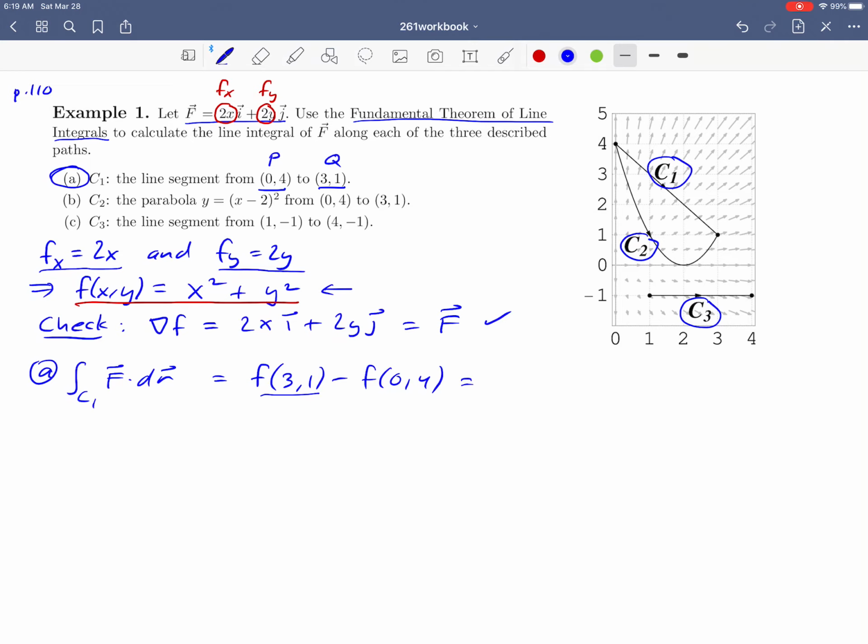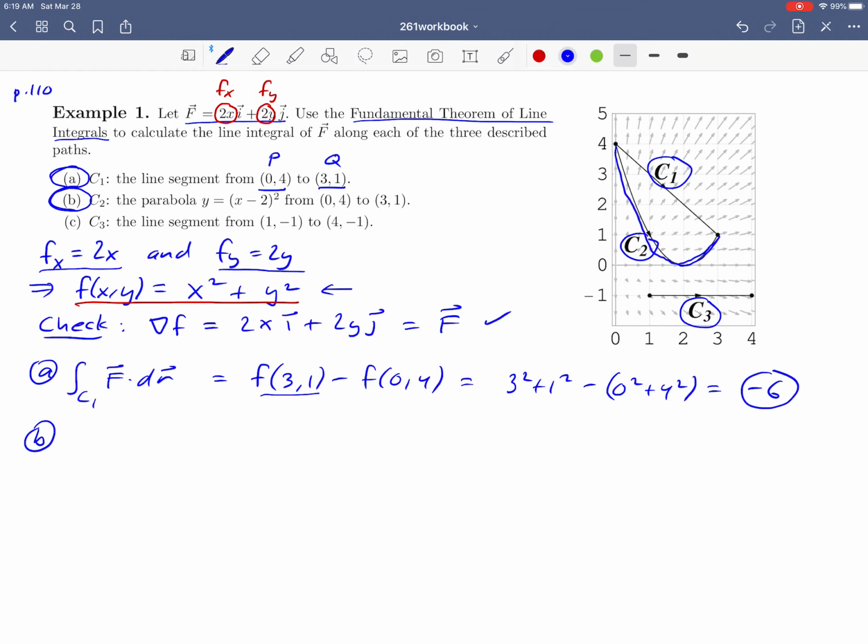We have a formula for f sitting right up here, so we're just going to substitute those numbers in. So f of (3, 1), we're going to take 3 for x and 1 for y. That's going to give us 3 squared plus 1 squared. And then we're going to plug in 0 and 4. That's going to give us 0 squared plus 4 squared. You can double check my arithmetic and confirm that that gives us -6 for the value of the integral. We were able to do that integral without doing any parameterization at all. Let's move on then to part B here.